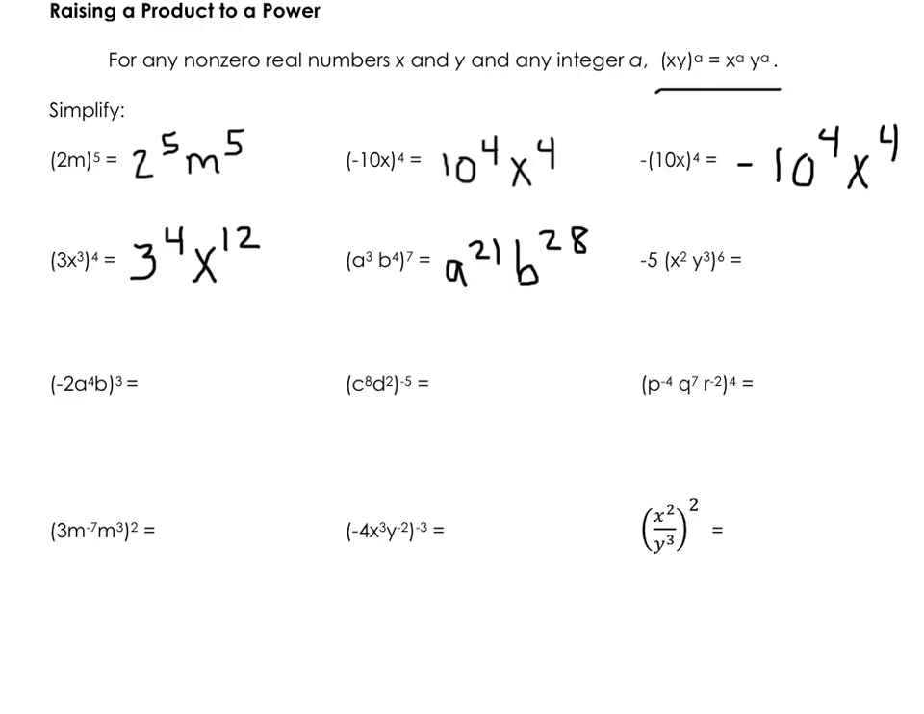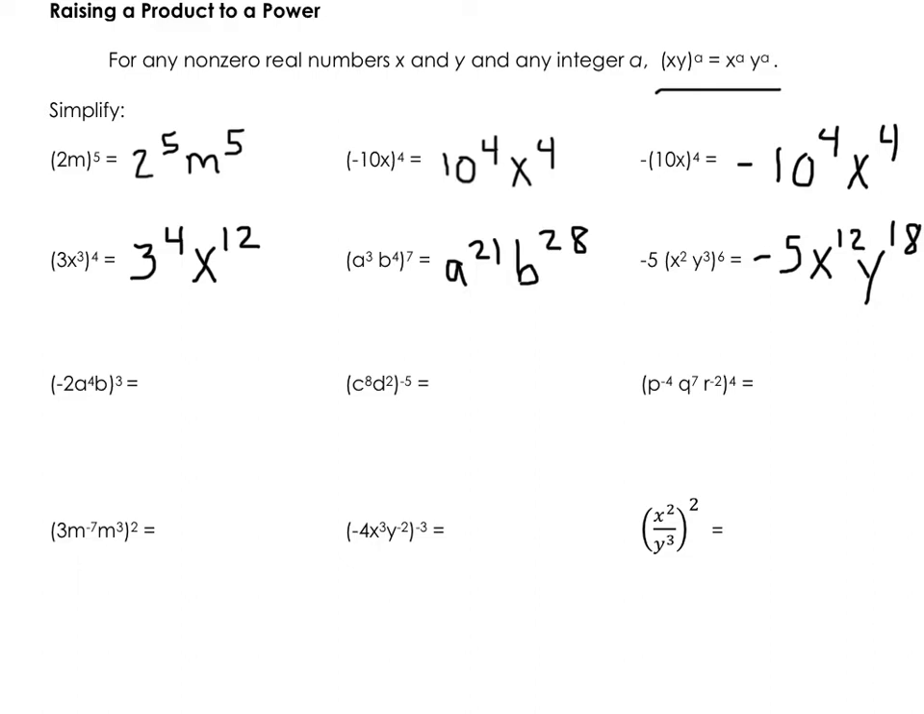Our next example has a -5, which the exponents do not apply to. It's out there waiting. It's negative. Our answer will have a -5 in it. But then we have x squared to the 6th. We need to multiply those exponents. And we also have y cubed to the 6th. We need to multiply those exponents.